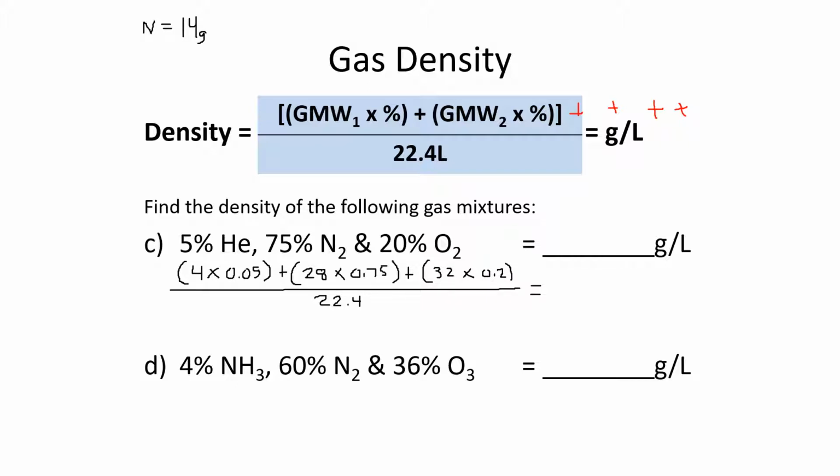So for nitrogen gas, the only thing we didn't do in the previous slide, nitrogen is 14, but N2 is 28. So we have helium at 4 grams, 5%, nitrogen gas, 28 grams, 75%, oxygen O2, 32 grams at 20%. So that comes out to about 1.23.